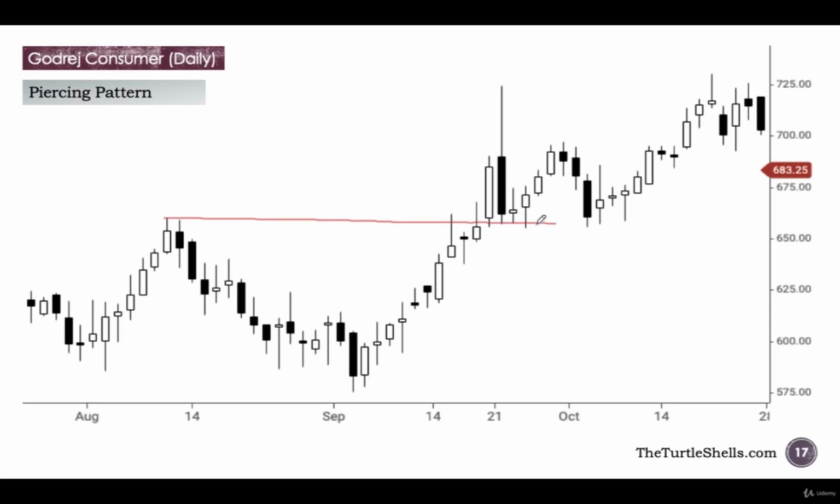So it has broken this support on this candle. Okay. So it took 4 or 5 days, maybe 1.5 weeks. That's it.